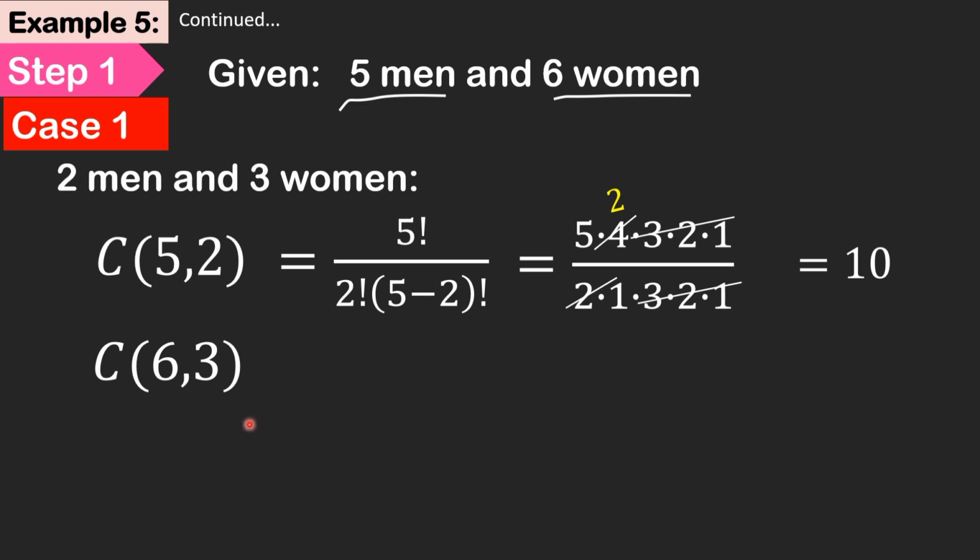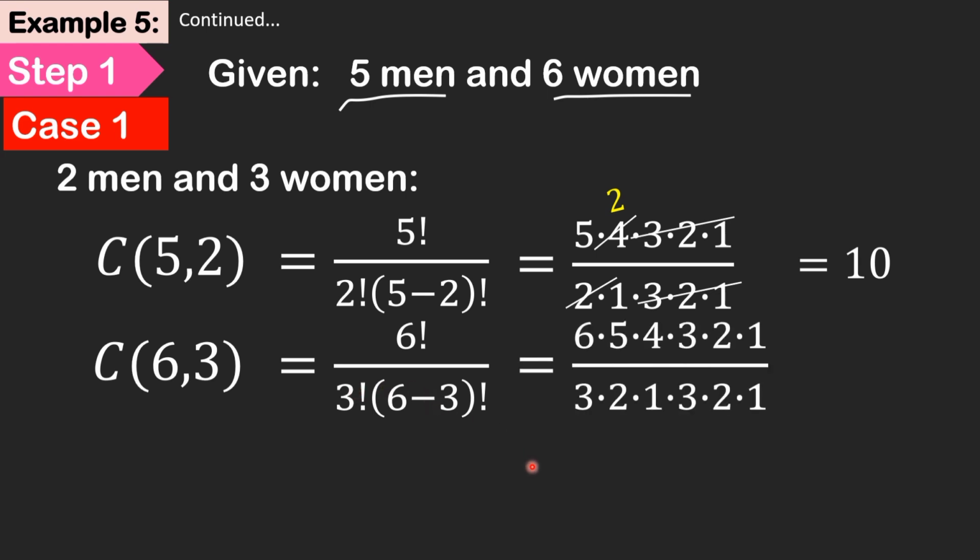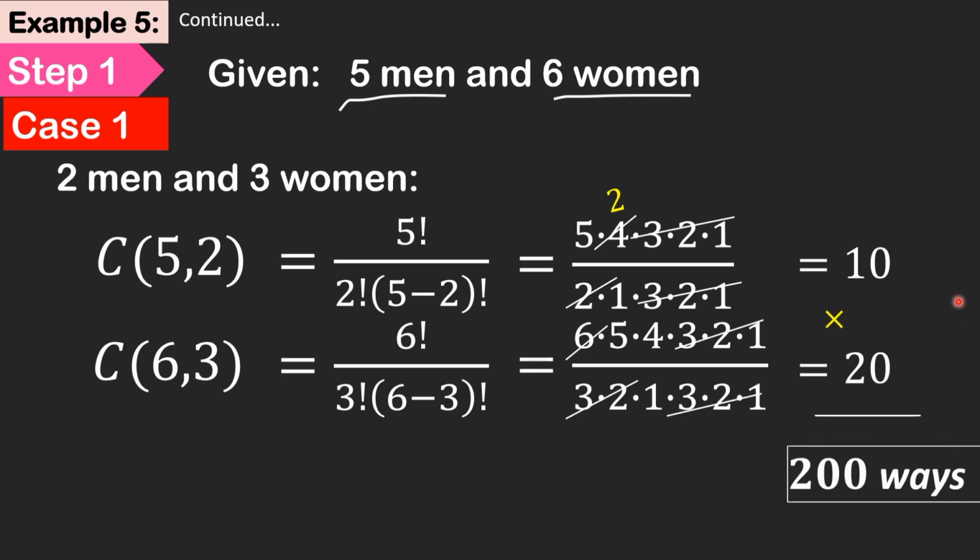Next is choosing 3 women from the 6 women available. Substitute the value of n and r and then expand, simplify by cancelling out. There are 20 possibilities. Multiply. For case 1, there are 200 ways to choose 2 men and 3 women to form a committee.